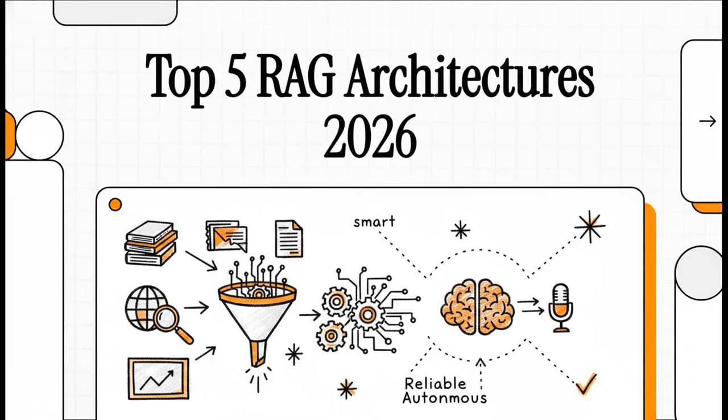Welcome to This Explainer. Today, we're taking an exclusive under-the-hood tour of the RAG architectures. That's Retrieval Augmented Generation, that are making AI significantly smarter, more reliable, and honestly, way more autonomous by the year 2026. If you've ever wondered how exactly AI is moving past that simple prompt and response phase to actually doing deep, structured research before it even opens its digital mouth, well, you are in the right place, so let's dive right in.